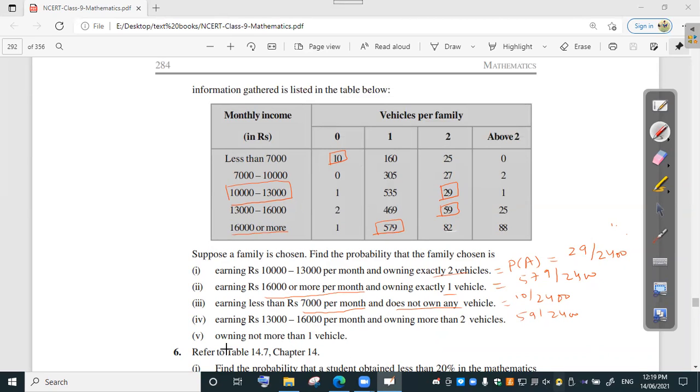Now the question is owning not more than one vehicle. Not more than one vehicle means one vehicle and zero vehicles. So how many are owning one and zero? You have to add all these values, meaning how many are having zero vehicles and one vehicle. Add all these numbers here and all these numbers, and divide that total by 2,400. You will get this answer. Okay.